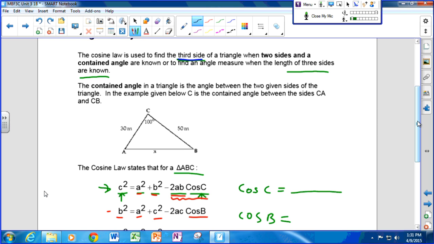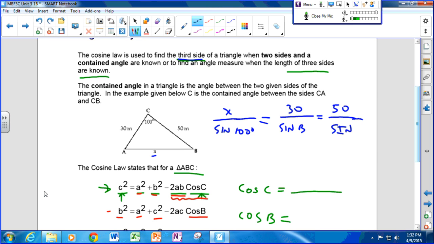So in a case like this, for example, this triangle ABC, we're trying to find x. If we were going to use the law of sines, it would be x over the sine of 100 degrees equals 30 meters over sine B, and that's not going to work because we don't have B, or 50 over the sine of A.